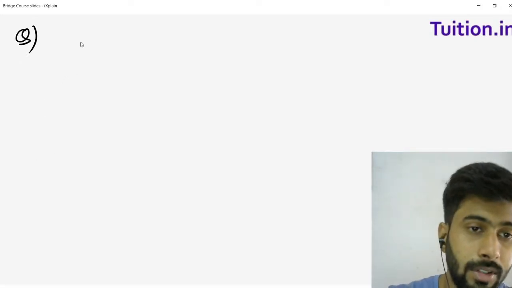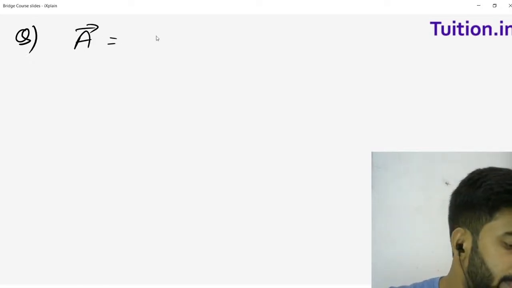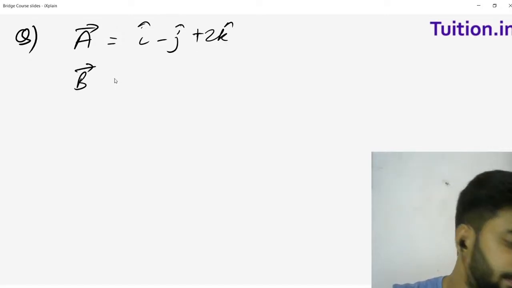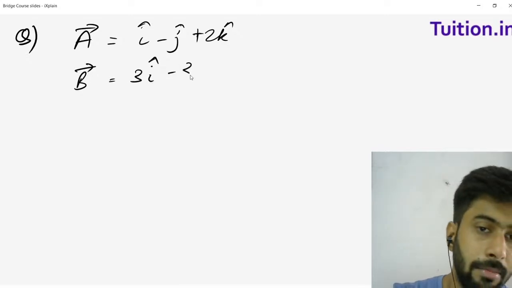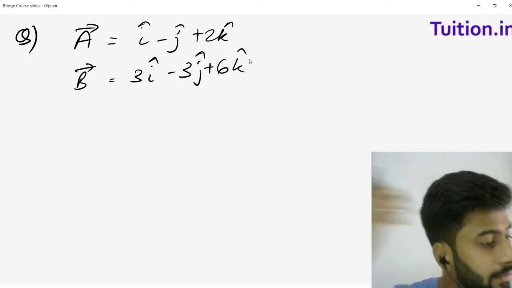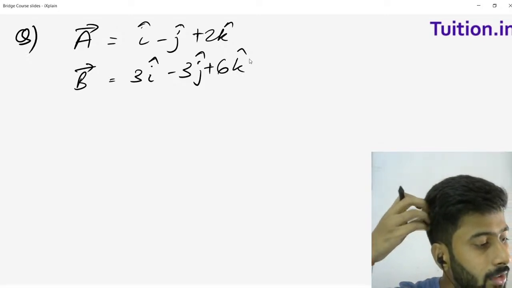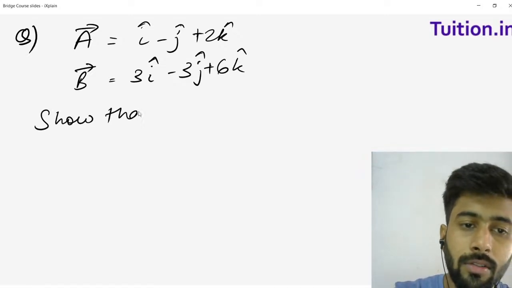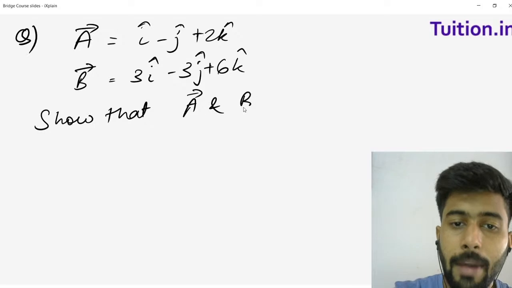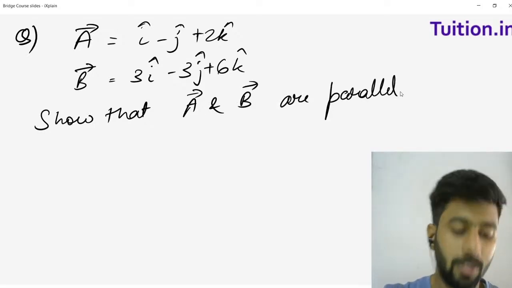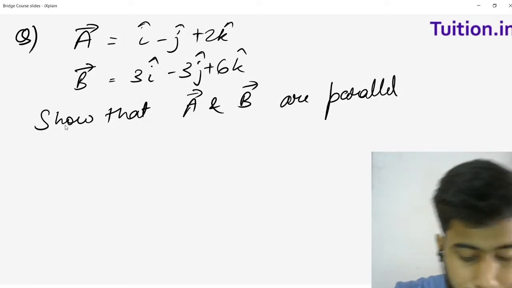The next problem is like this. You have a vector A bar and that's equal to I cap minus J cap plus 2K cap. Then you have a vector B bar which is equal to 3I minus 3J plus 6K. Now you have to show that A bar and B bar are parallel. Or I can also say check if A bar and B bar are parallel.